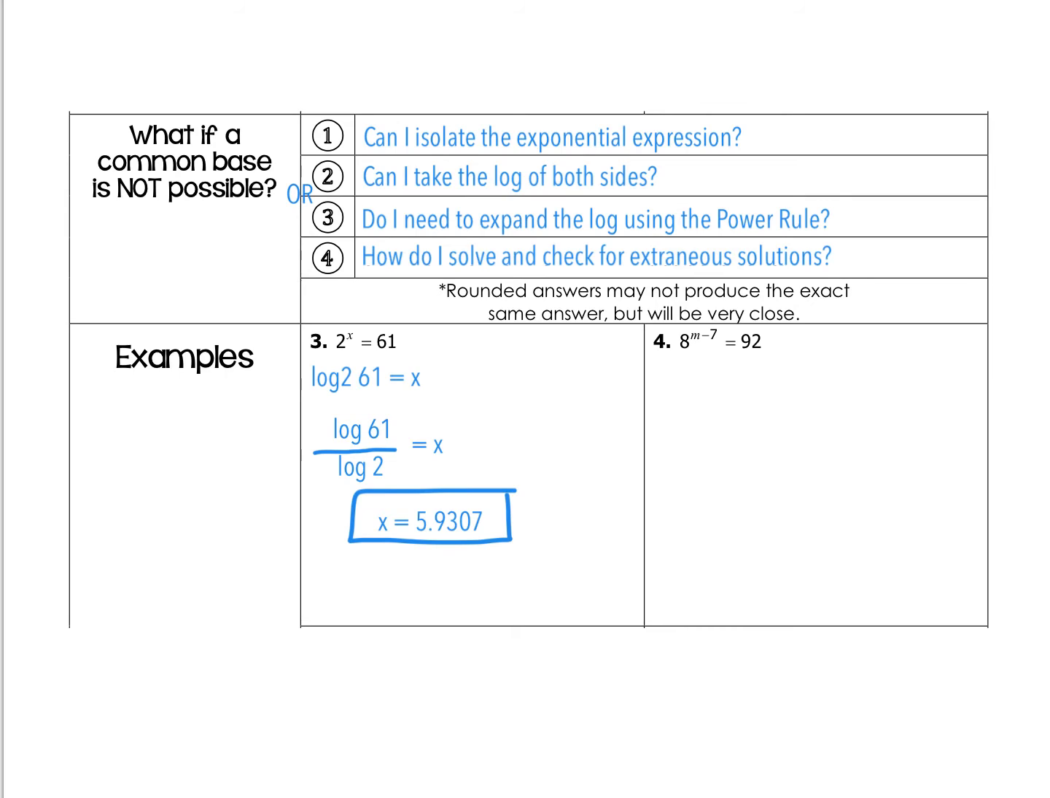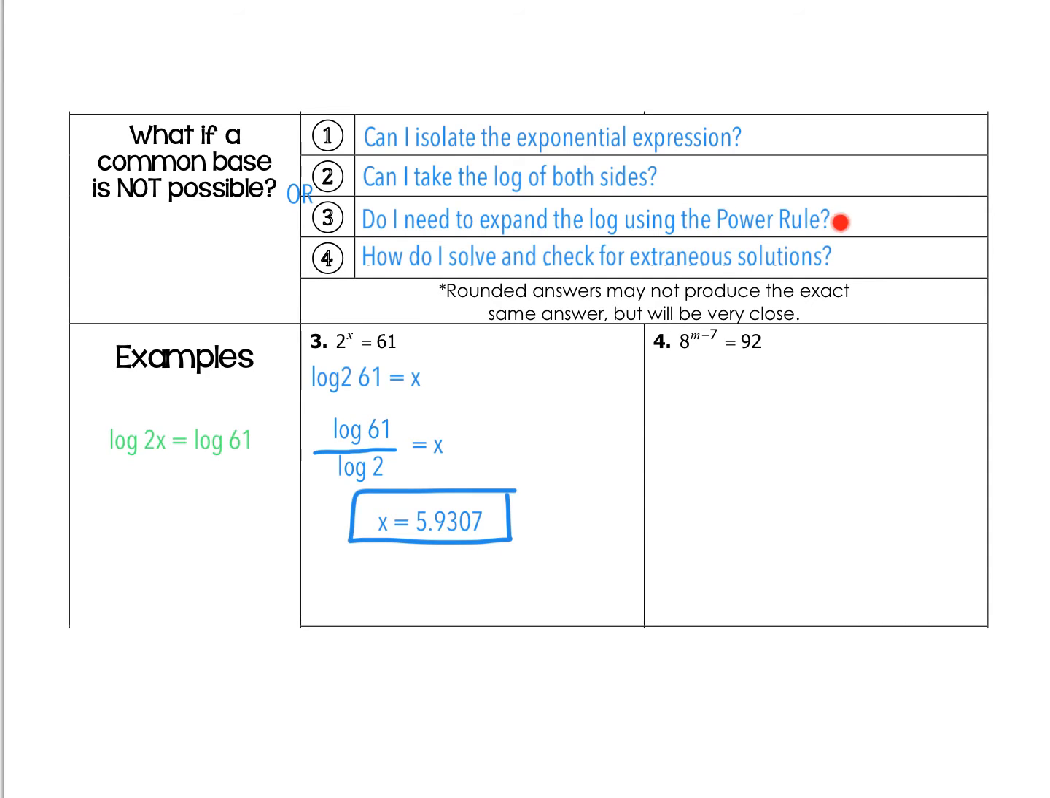So that's one way that I can do it, is using the change of base formula. The other method would be to take the log of both sides. So I'm going to do my work over to the left of this second method. I'm going to take the log of 2 to the x and the log of 61. And then I want to slowly get to that x.